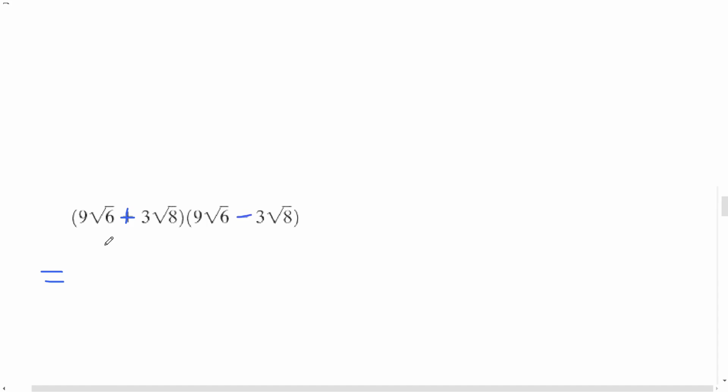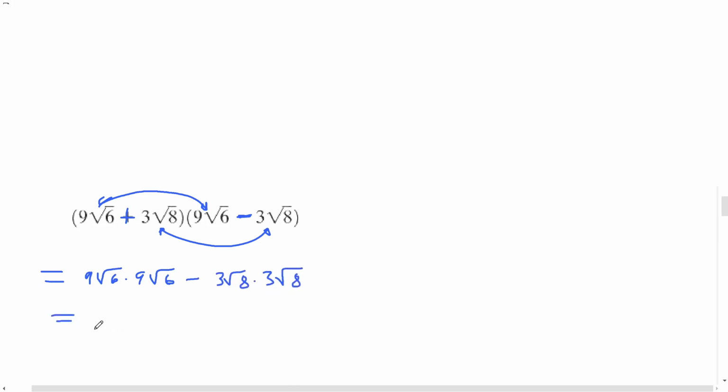And in this case we do. We have 9 root 6 plus 3 root 8, and the same thing, except this is a minus. So these are conjugates, which means all I have to do is multiply the first with the first and the last with the last, and I'm done. So let's multiply 9 root 6 times 9 root 6 minus 3 root 8 times 3 root 8.